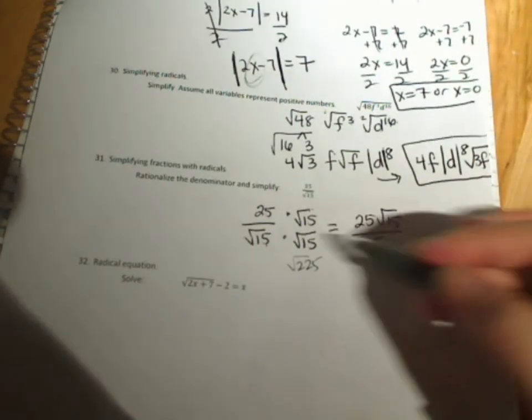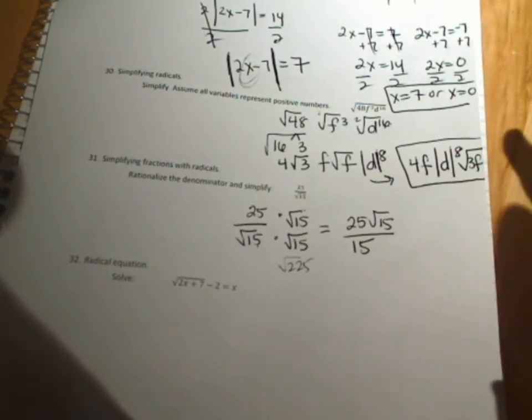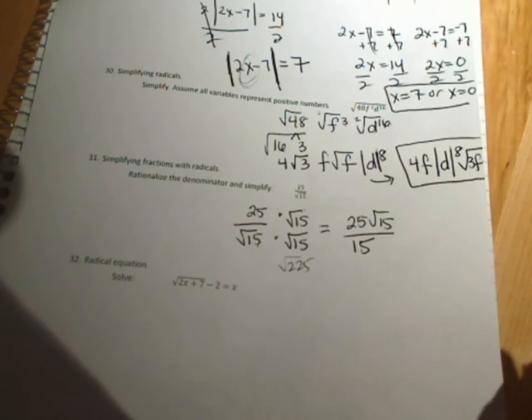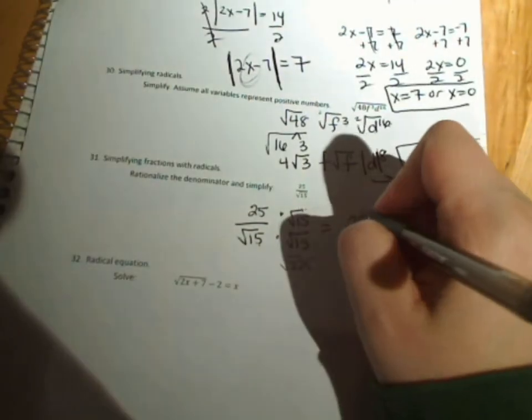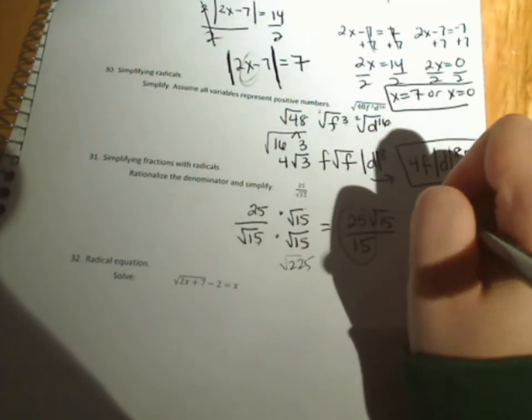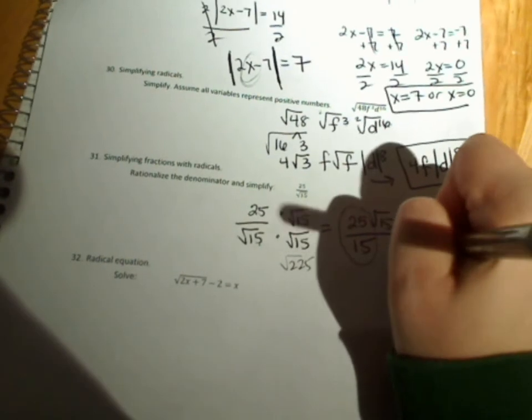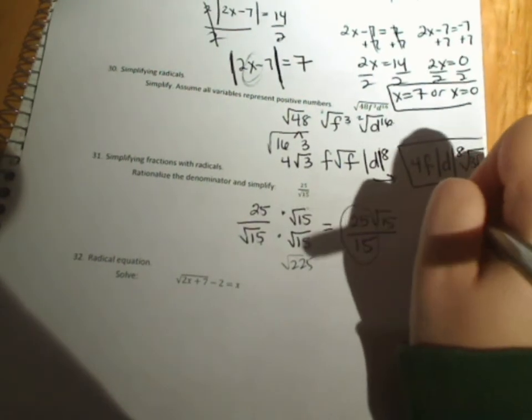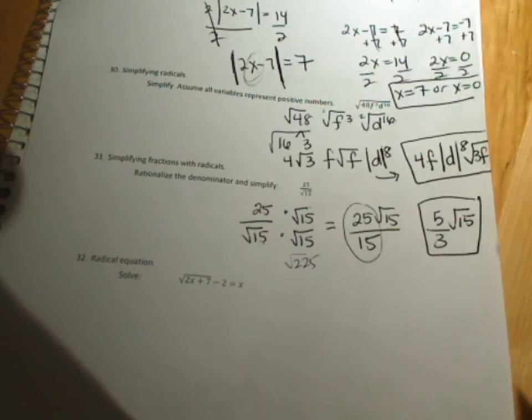Rationalizing means they don't want square roots in the bottom. A root on top is totally fine, just not in the bottom. So then simplify this. You have 5 over 3 and then root 15. And that's all you do.